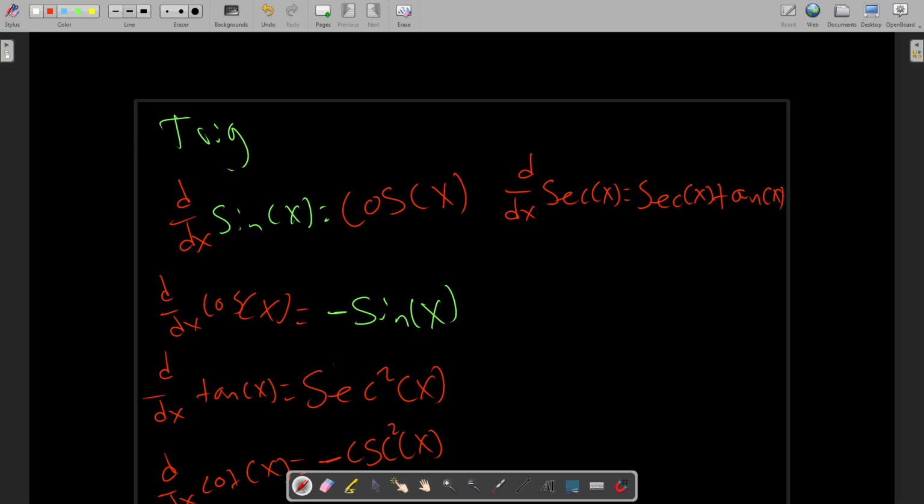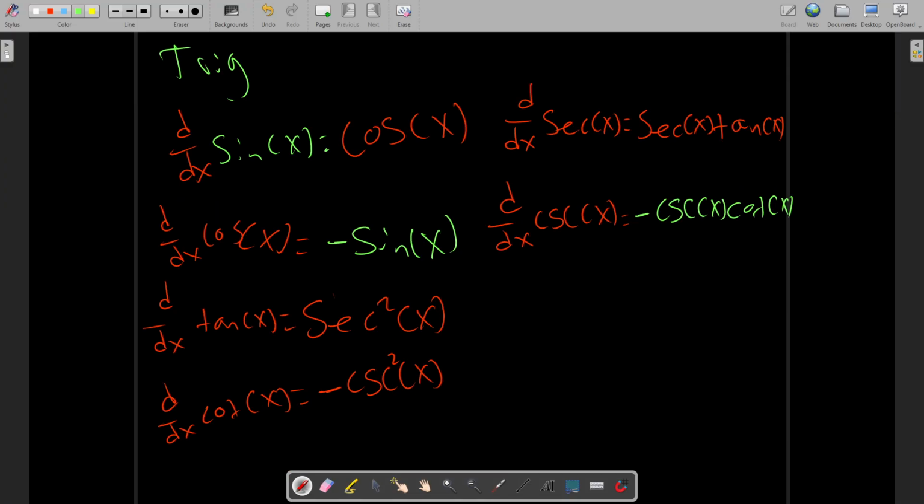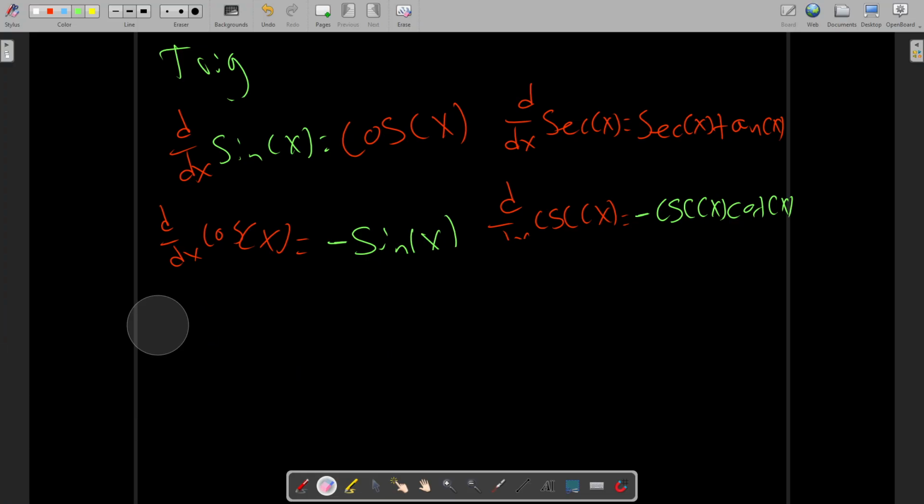And then knowing what we know already about the negatives, what do we think the derivative of cosecant of x is? Well, it's negative cosecant x cotangent x. So yeah, you can take a screenshot of that, but there are much better charts online. This is terrible handwriting, but this is very useful.